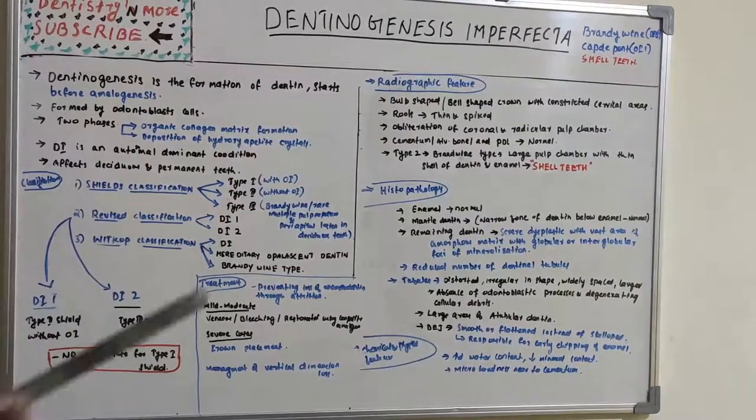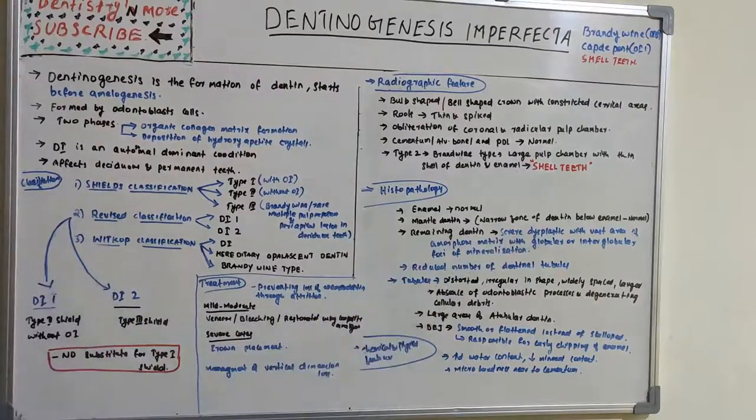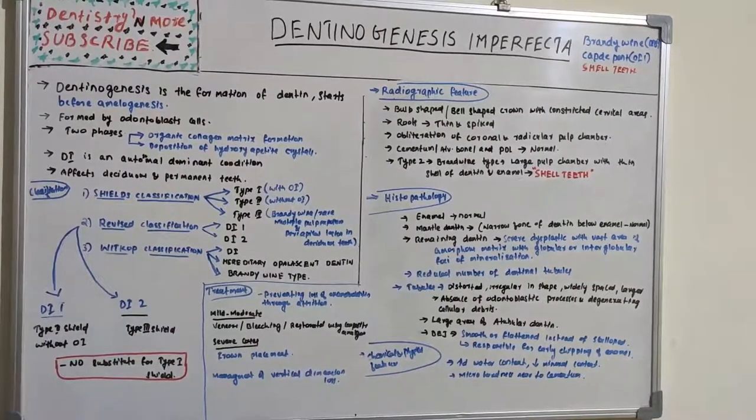In histopathology, the enamel is normal. The mantle dentine, that is a narrow zone of dentine below enamel, is also normal. The remaining dentine will be severely dysplastic with vast areas of amorphous matrix with globular or interglobular foci of mineralization. And there will be a reduced number of dentinal tubules. The tubules are distorted, irregular in shape, widely spaced and larger in size. There will be absence of odontoblastic processes and degenerating cellular debris. And there will be large areas of atubular dentine.